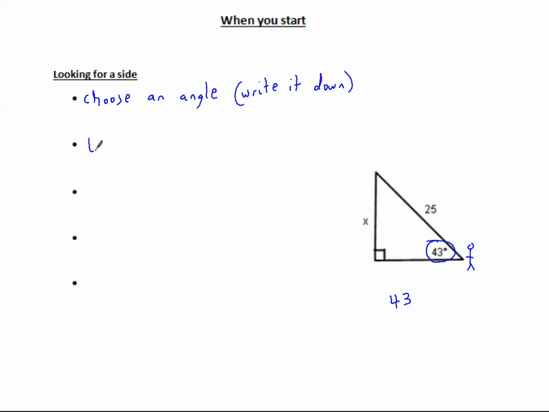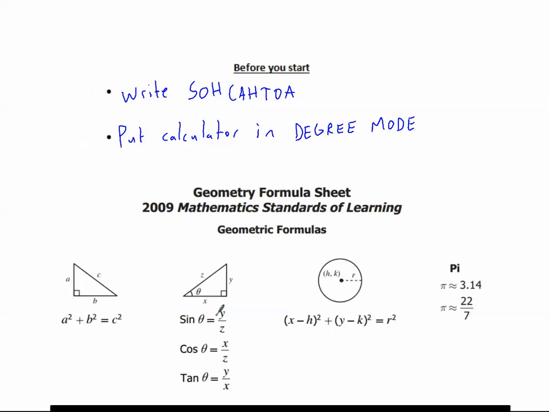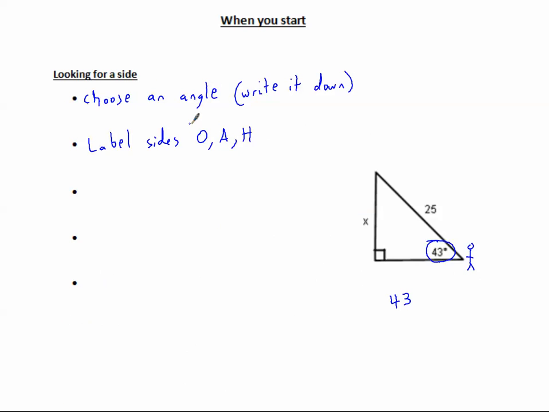Then you label the sides as opposite, adjacent, and hypotenuse. If you choose to use your formula sheet method, you can label them X, Y, and Z as well. Just remember, not all your triangles are going to be facing in this direction. So, opposite, adjacent, and hypotenuse. Hypotenuse is always across from your right angle. So here's our hypotenuse. Opposite is the same kind of pattern, but opposite the angle you have chosen. That's where our X will be. And down here will be the adjacent side. It's next to the angle we have chosen.